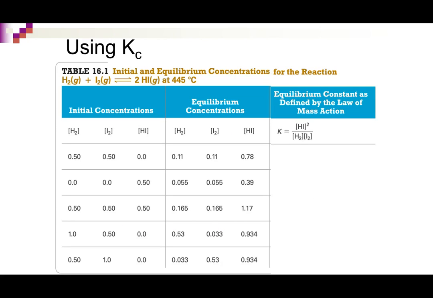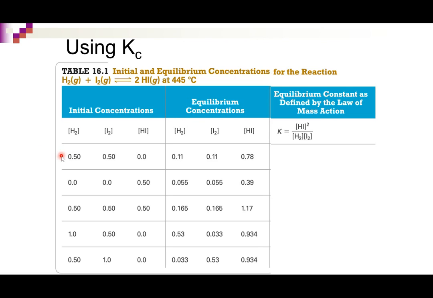So what we see here is some data from a chemical reaction, data from something that a lab that somebody did. So let's go through this table. Here are the initial concentrations. We've got hydrogen and iodine reacting to form hydroiodic acid. Here are our initial concentrations, and here are our concentrations once equilibrium has been established.